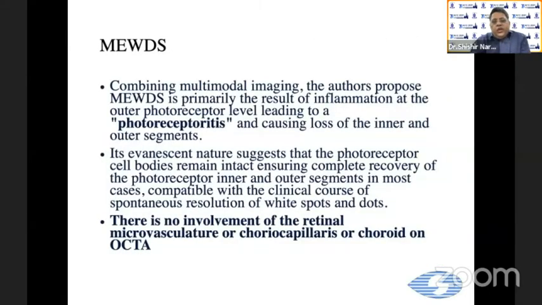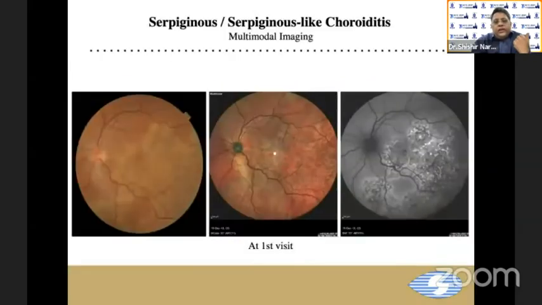And this has led to the concept of understanding that the inflammation is at the level of the photoreceptor, and it has led to what we call photoreceptoritis, and there is a loss of the inner and the outer segments, and once it regenerates, you get the retinal function back again. And what you are seeing, the hypofluorescence in the ICG, is actually a masking effect because of the outer retinal changes, and there is no actual involvement of the capillaries or the choroid.